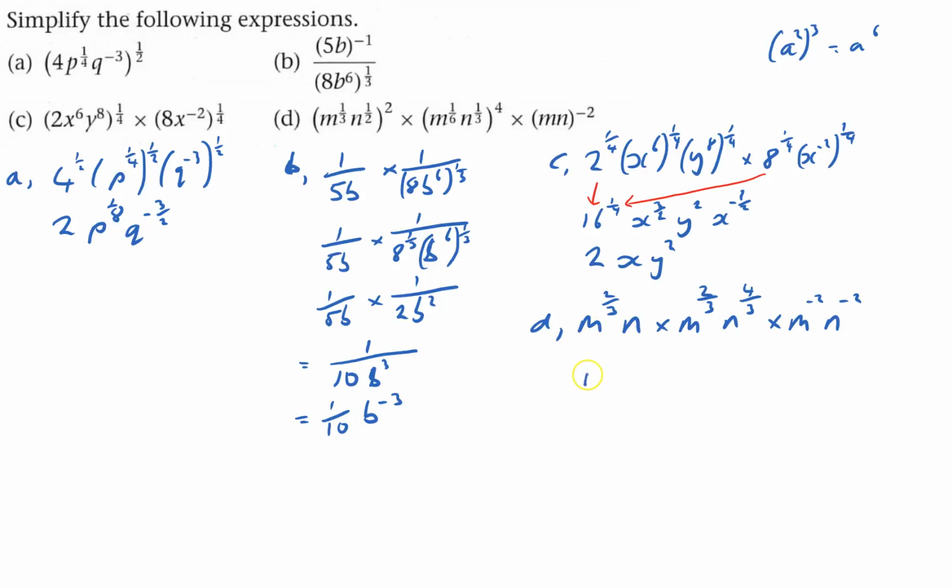So for the m's, 2/3 plus 2/3 is 4/3, take away 2 is minus 2/3, and I've got n there, that's to power 1. That's about 2 1/3. Take away 2 is just n to a third. And that's that done.